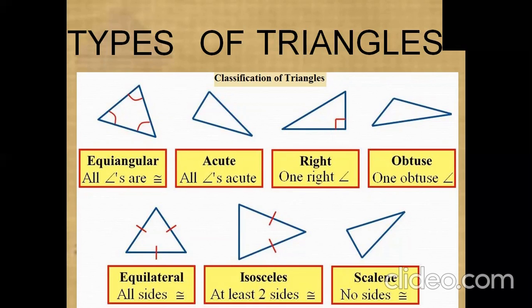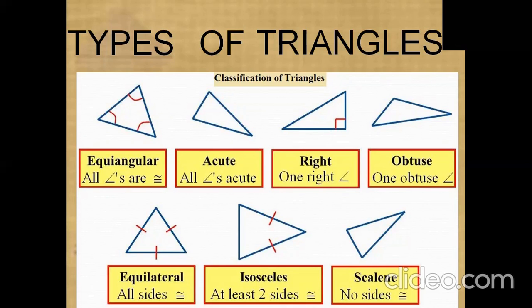Right angle triangle means that out of the three angles of the triangle, if one angle is equal to 90 degrees, we can say that the triangle is a right angled triangle. The fourth type of triangle is the obtuse angle triangle. Obtuse angle triangle means if any one of the three angles of the triangle is more than 90 but less than 180 degrees, we can say that the triangle is obtuse angled.